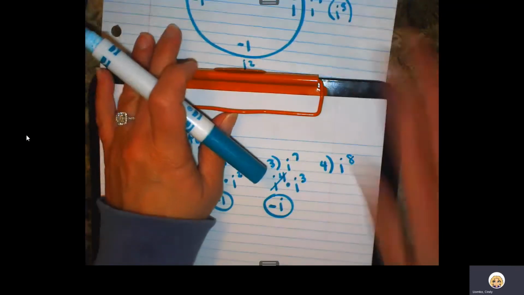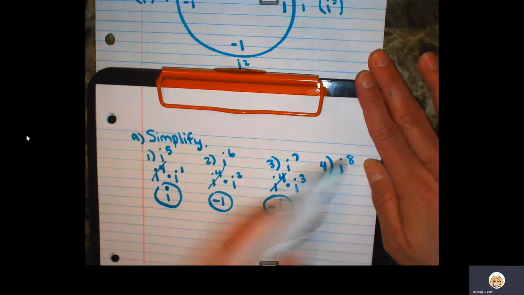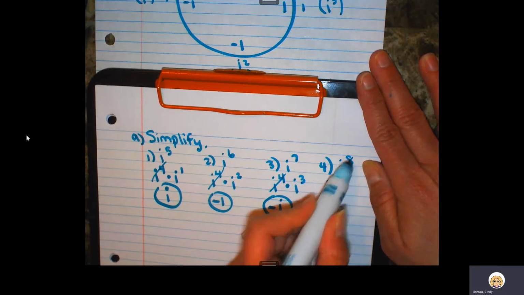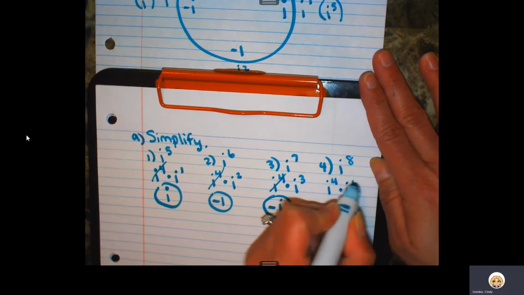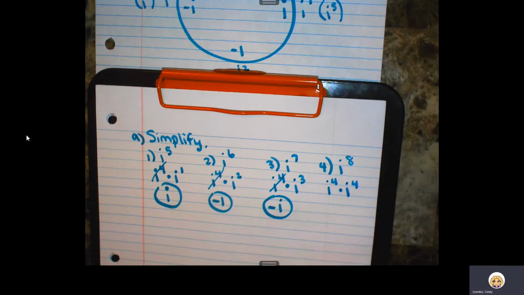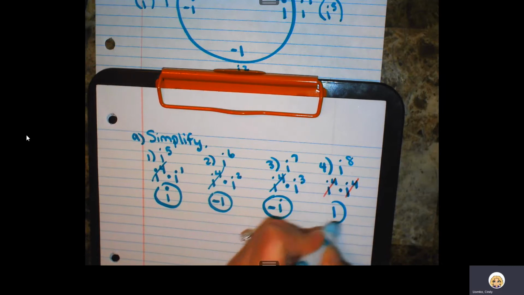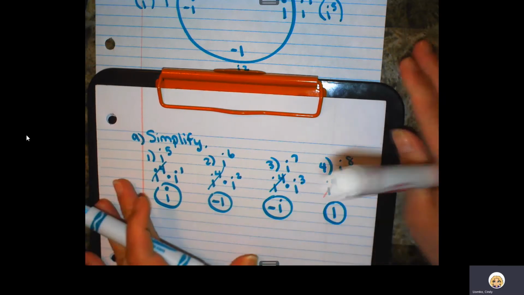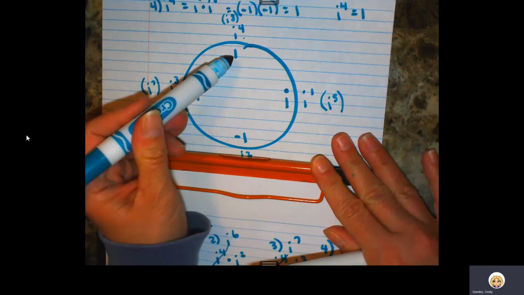The other way to do that is to take out multiples of 4 for your exponents. So if I have i to the fourth, that leaves me with 4. 8 minus 4 is 4, so I have another i to the fourth. We know that every i to the fourth is just 1, so they cancel out, and we're just left with 1. So anytime you have a multiple of 4, your answer is always going to be 1 because it's always going to end up back here.